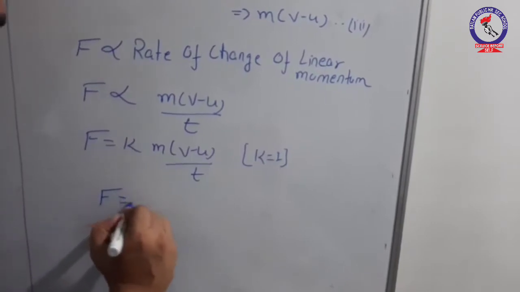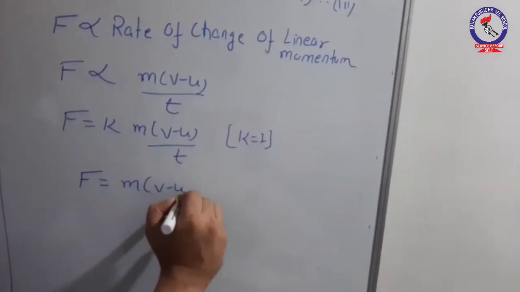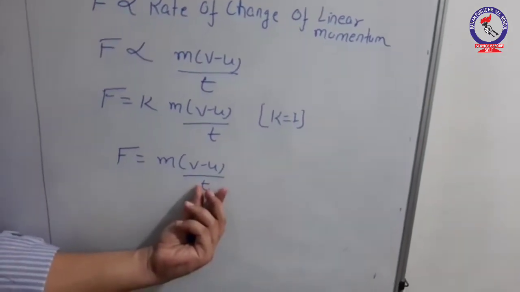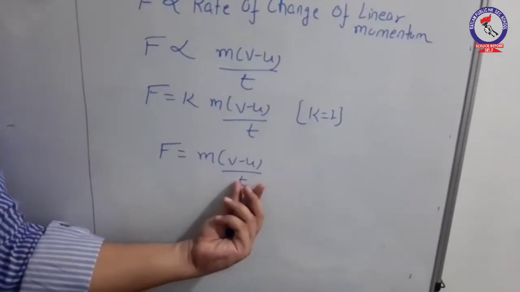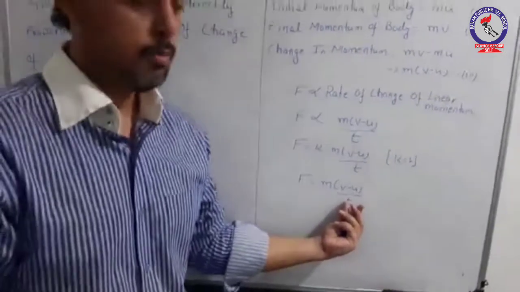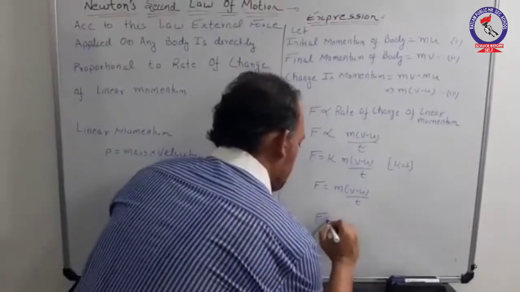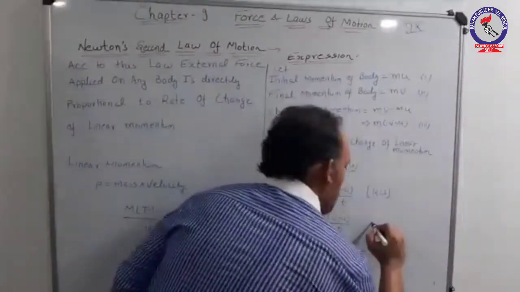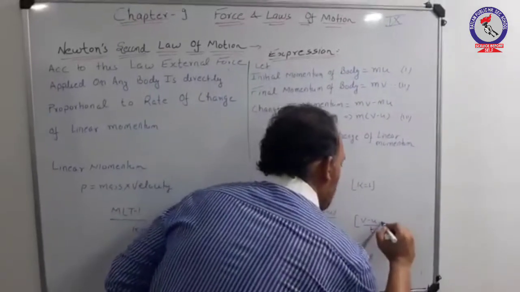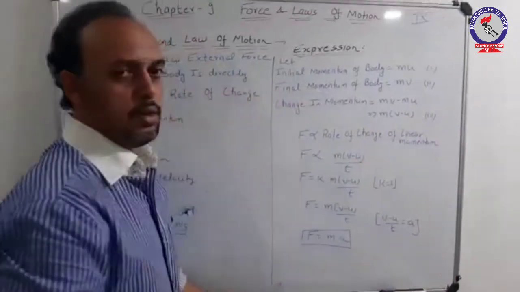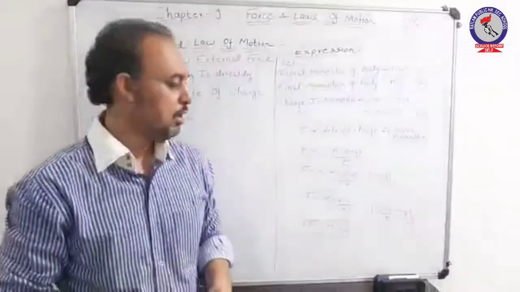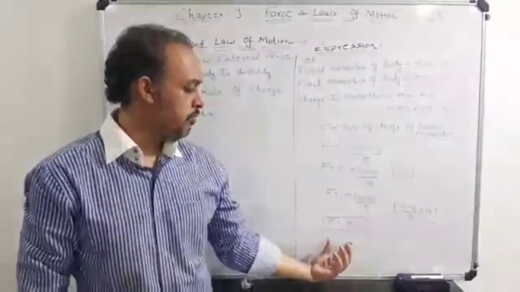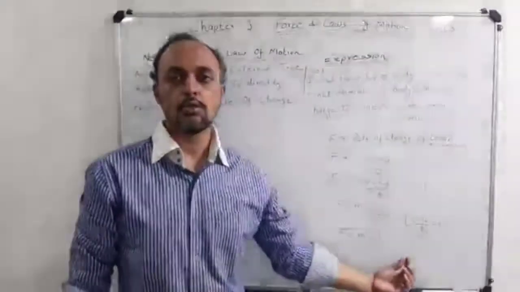So what do you have? F equals m(v minus u) upon t. Substituting the value of (v minus u) upon t from the first equation of motion, v equals u plus at, and simplifying it, we will get F equals ma. Hence, for (v minus u) upon t, we have substituted acceleration, as acceleration is the rate of change of velocity. So we have substituted acceleration in place of (v minus u) upon t, and we will get the final expression as force equals mass into acceleration.